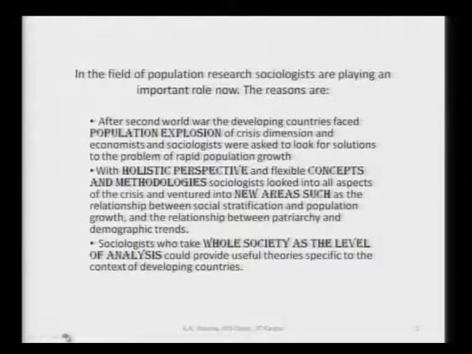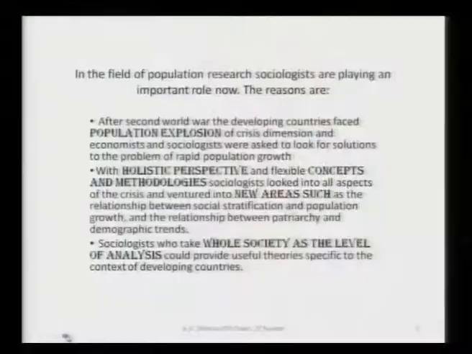In the field of population research, sociologists are playing an important role now, and the reasons are, first, that after Second World War, the developing countries face population explosion, which means very rapid growth of population of crisis dimension, and economists and sociologists were asked to look for solutions to the problem of rapid population growth.